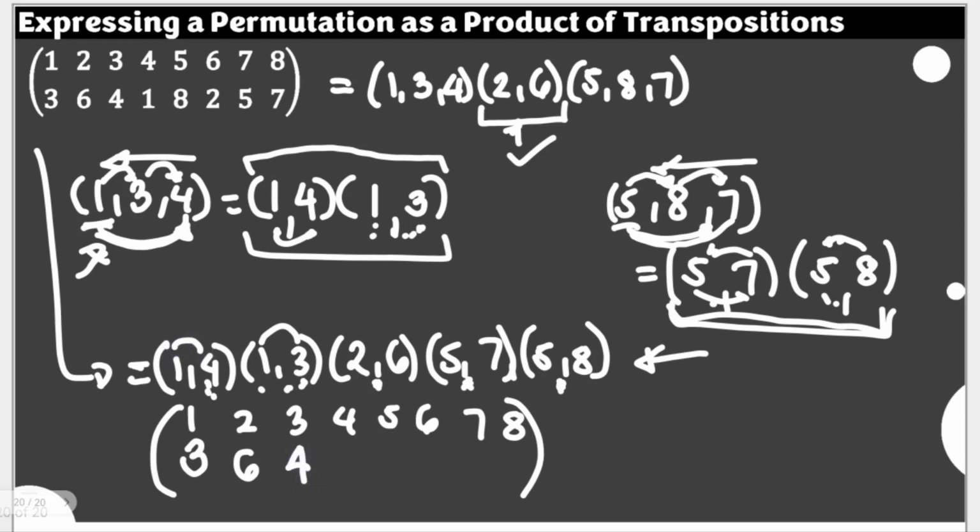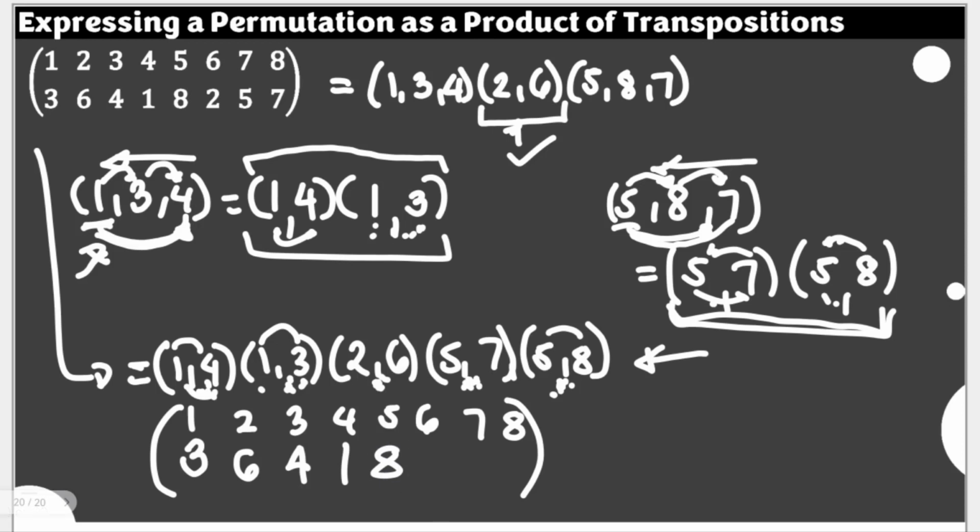Okay. How about 4? 4 is mapped to 4, 4 is mapped to 4, 4 is mapped to 4, 4 is mapped to 4, 4 is mapped to 1. For 5, 5 is mapped to 8. But we are now at 8. 8 is mapped to 8, 8 is mapped to 8, 8 is mapped to 8, 8 is mapped to 8.